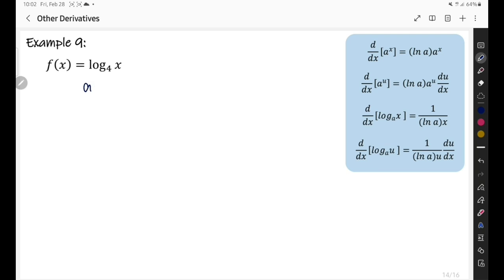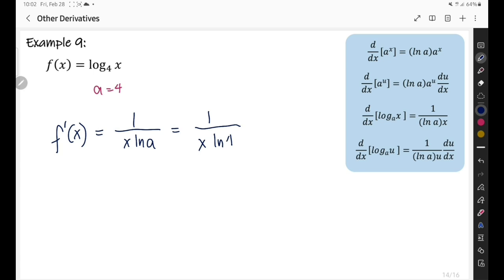So your a here is equal to 4. Okay, so when we get the derivative, f prime of x is equal to 1 over x ln of a, so that would mean 1 over x ln of 4. Okay, so rewriting that one, we have 1 over x ln of 4.